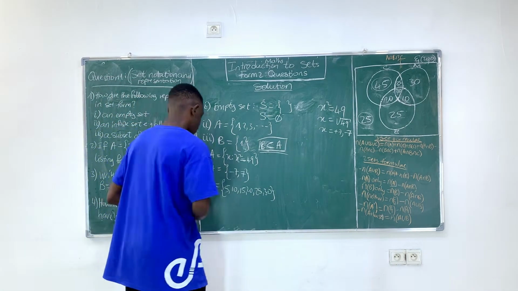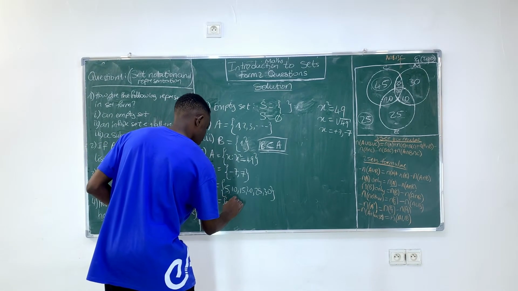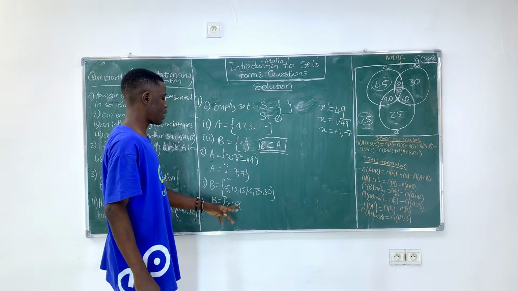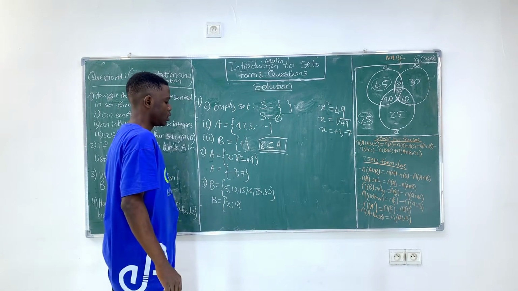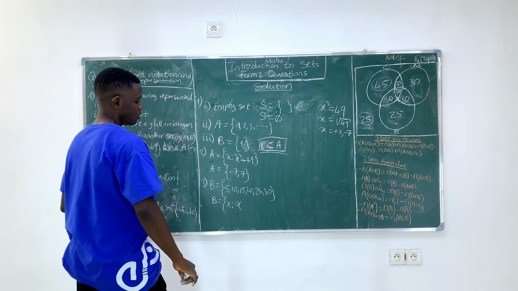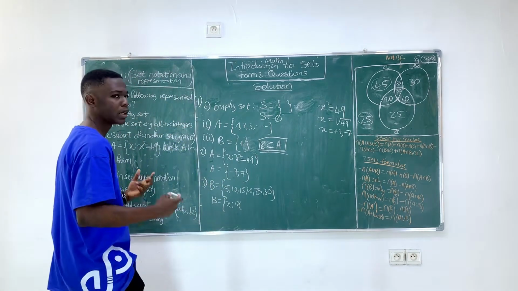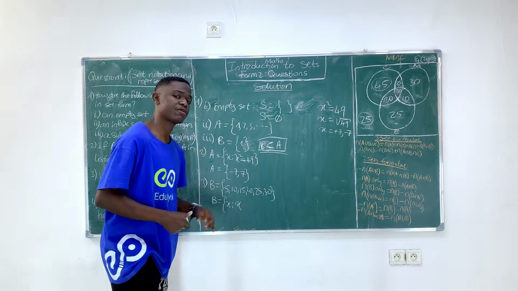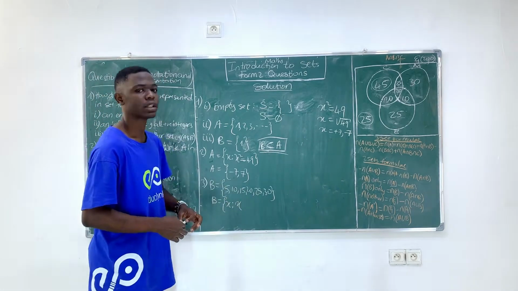So how do you write this in set builder form? You write B is equal to X such that X is what? What is common between all of these numbers? All of these numbers are multiples of 5, starting from 5 and ending at 30 inclusively. Inclusively means 5 and 30 are included.